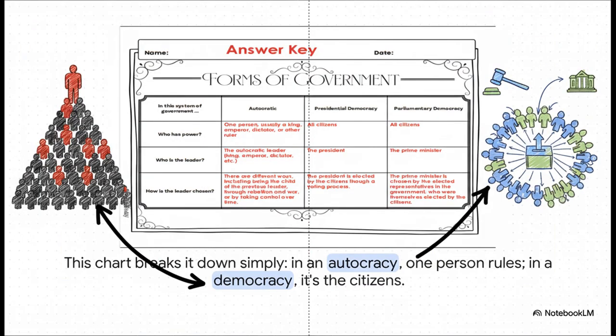This chart makes it super clear, right? Look at the direction of the power. The autocratic model is a classic pyramid, one person at the very top. The democratic one? Power just flows outward from the citizens themselves. That visual difference, well, that's everything.